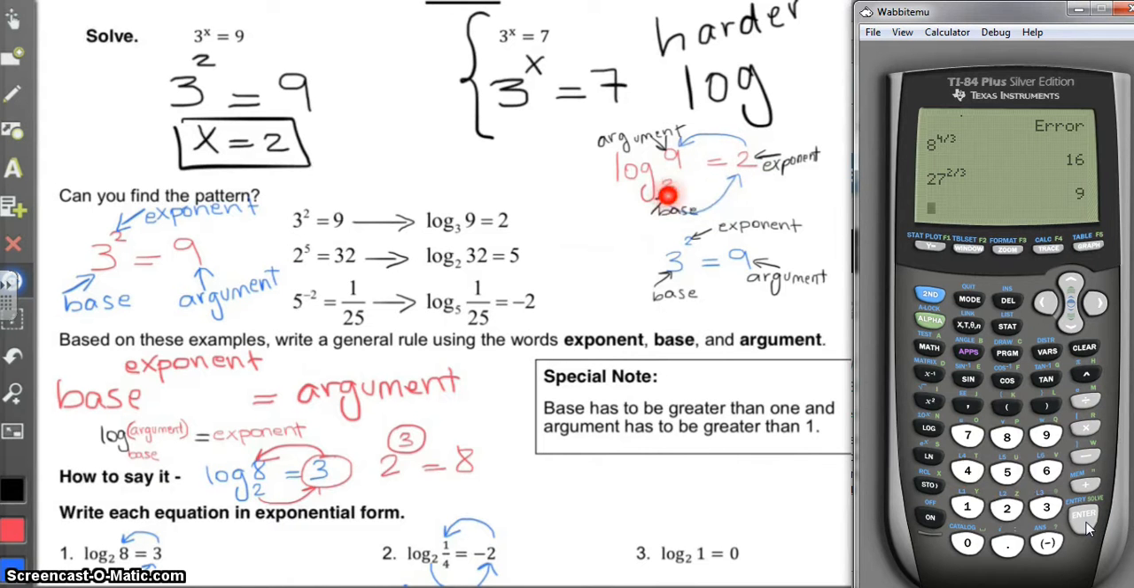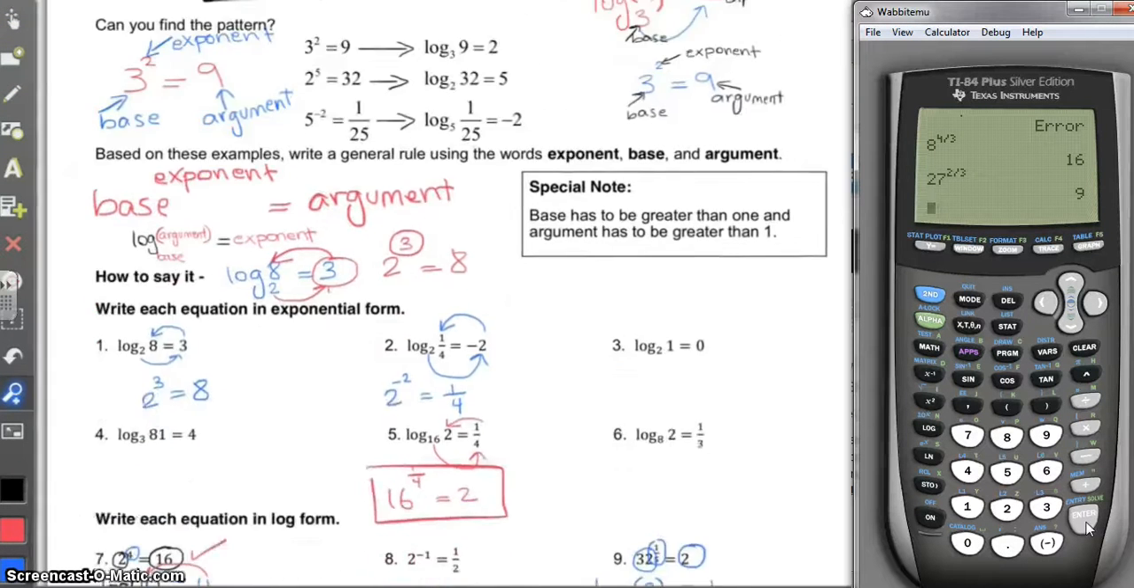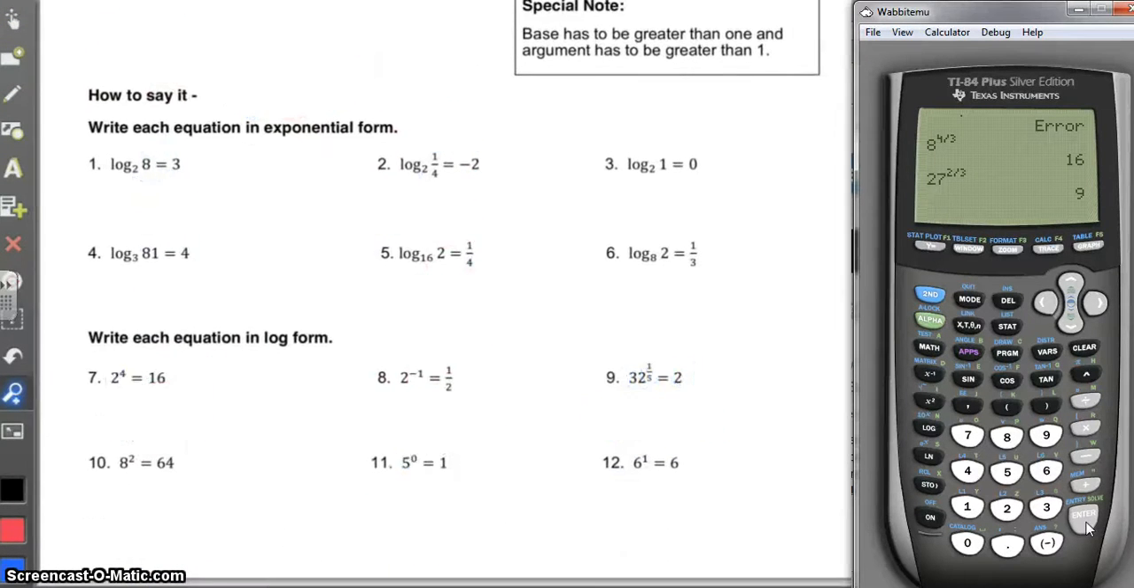The base will become a small number next to the log. The power would be the answer of your log, so it's on the other side of the equation, and the 9 would be the number inside parentheses over here. This is how you change between logarithm and exponential, and between exponential and logarithm. Now let's move on to the next page.